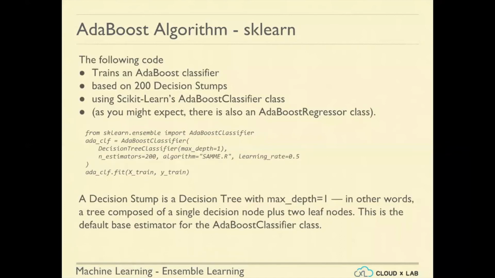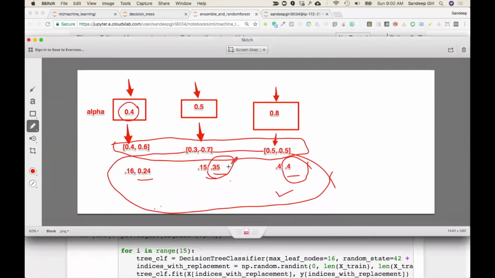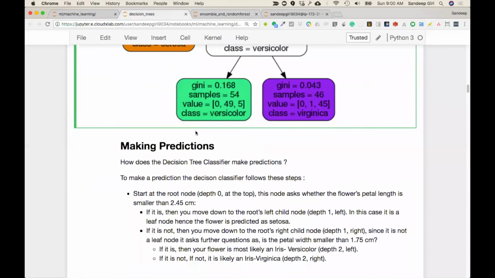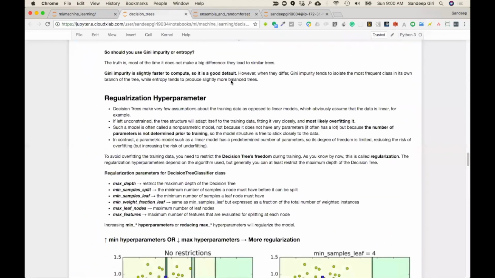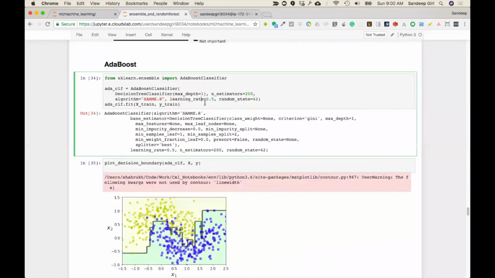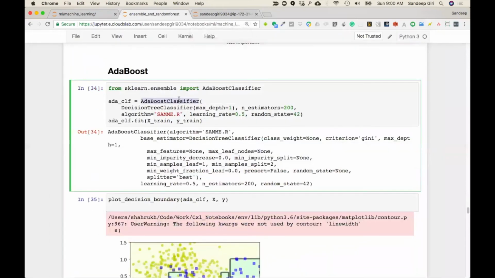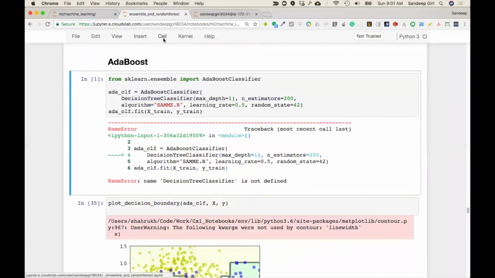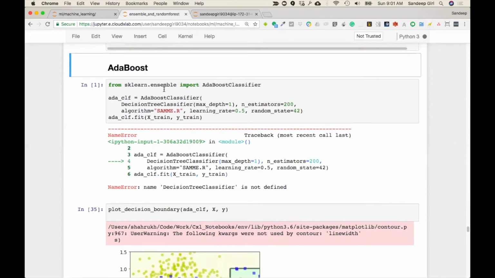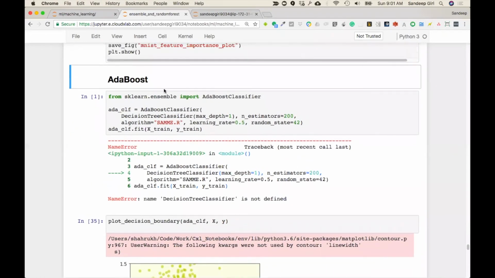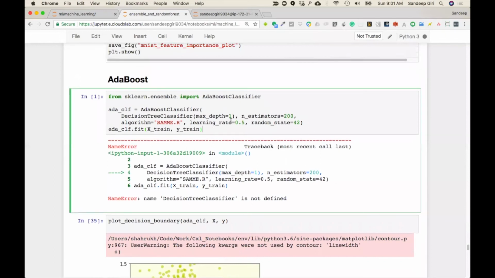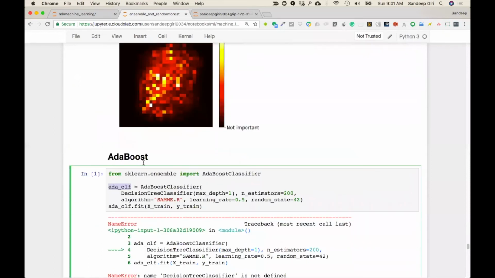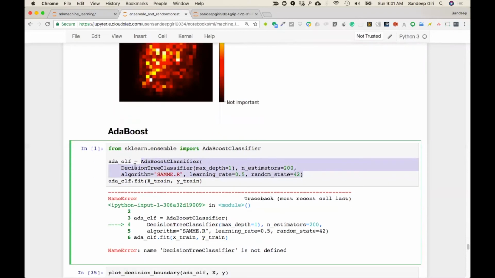Next, let me just pick the example here. Let me zoom it out. Here we are saying AdaBoost classifier, the decision tree is this, max depth is this, number of estimators, and here we go. Do I need to run everything above? So ada_clf is an instance of this class. When we are creating an object of this classifier, this is the one, and then we are calling the fit on it.